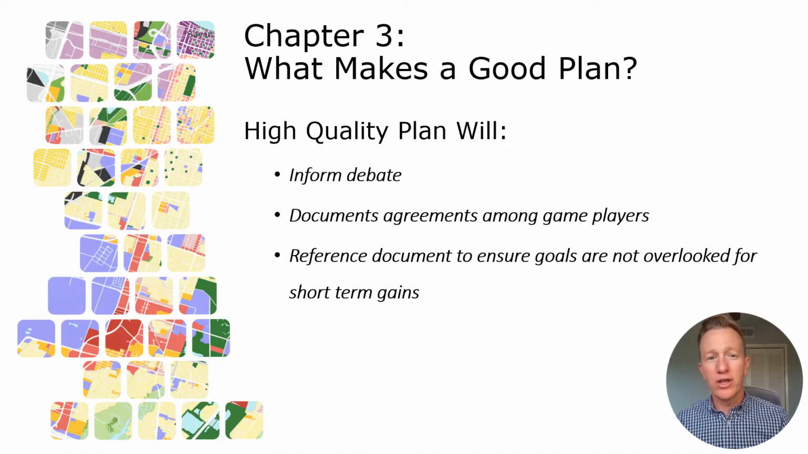It will also document. Remember, we talked early on in chapter 1 that the land use process is much like a game where there are certain actors all following a set of rules to come to a conclusion. Your general plan will document that debate and the points of agreement within that community. And then your reference document will ensure that goals are not overlooked for short-term gain. I talked about that in the last slide, but when you're making short-term decisions, people will turn back to this document to make sure that it also takes into account the long-term vision.